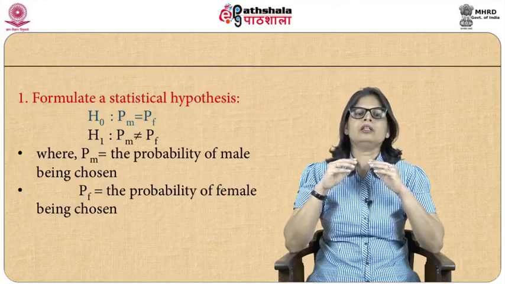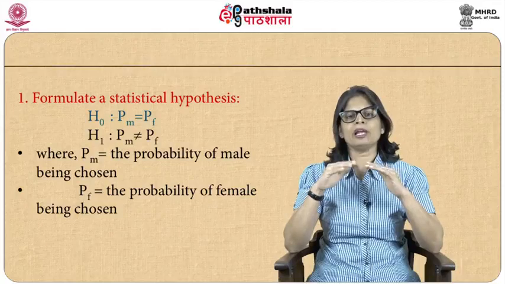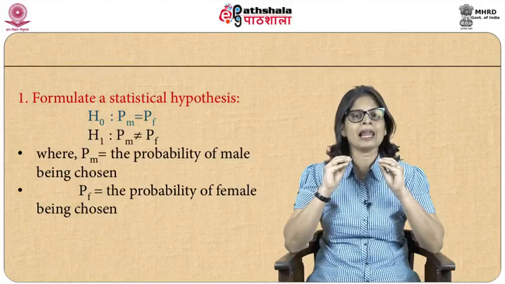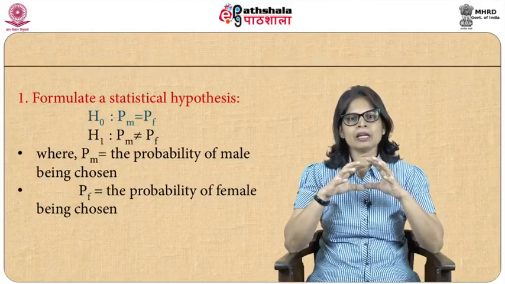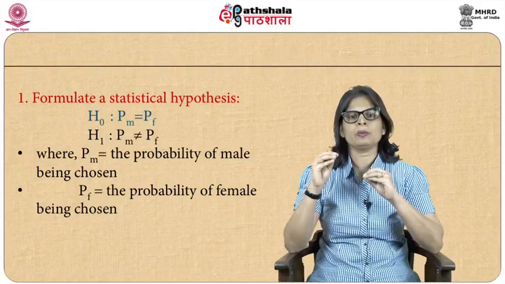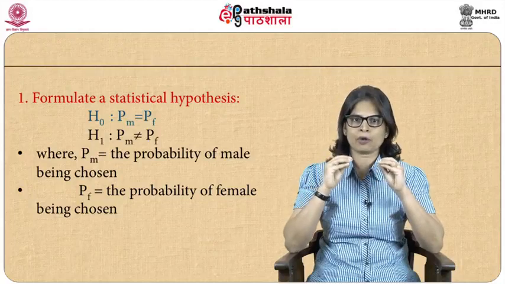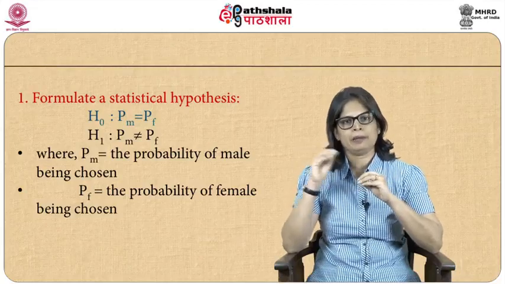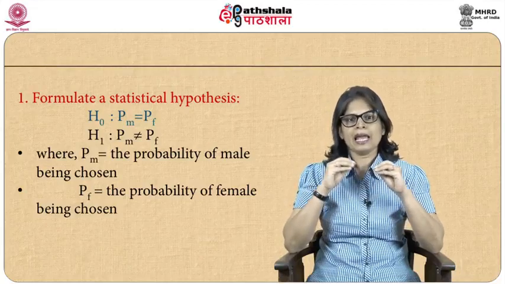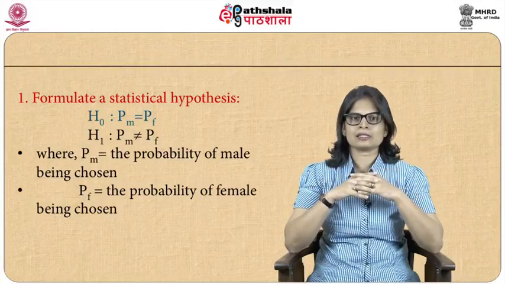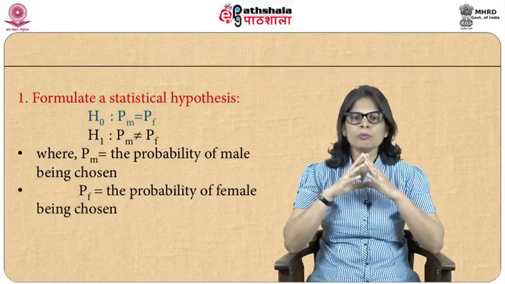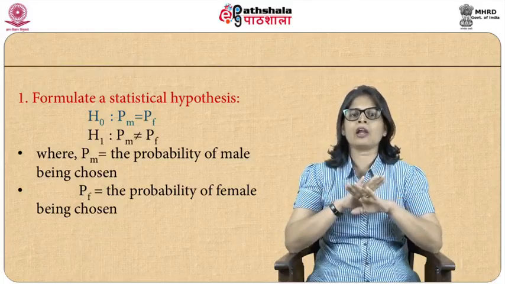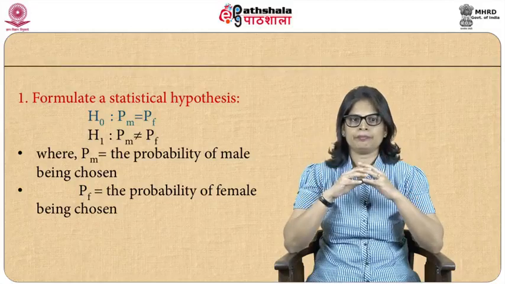For example, the first step, if we see, is to formulate a statistical hypothesis. H naught, which is the null hypothesis, is nothing but the equality between the two probabilities. That is, the probability of being a male is exactly equal to the probability of being a female. H1 is the alternative hypothesis, saying the two probabilities of selecting a male and a female are not the same or equal.